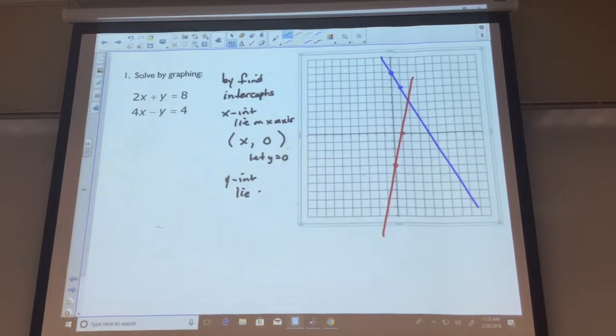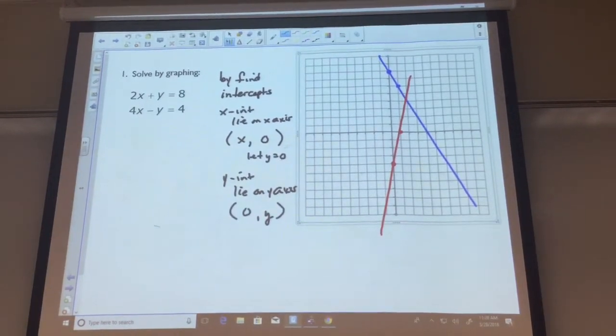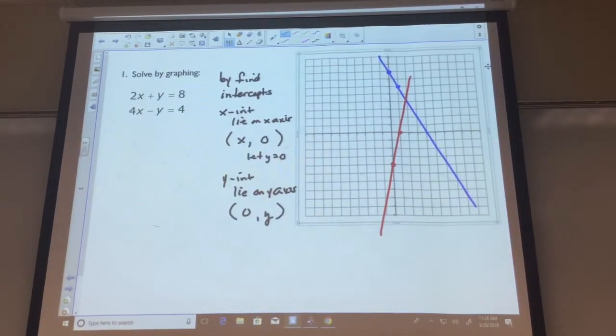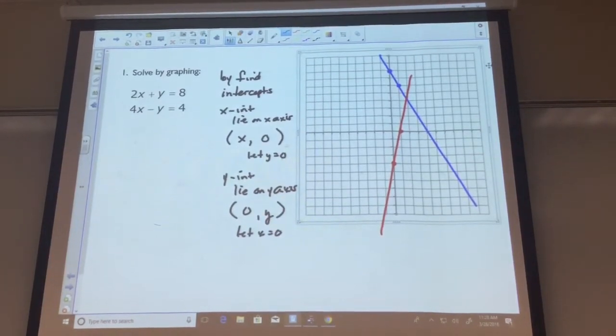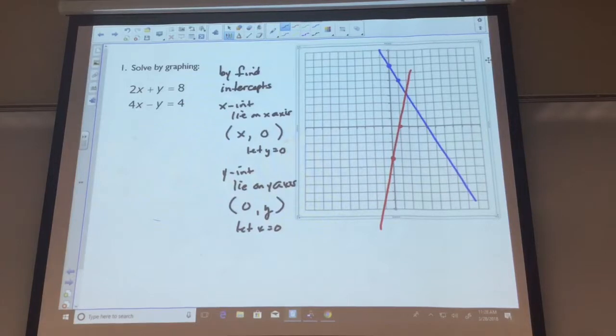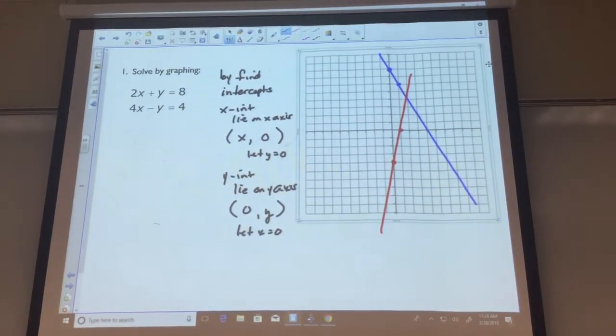Y-intercepts are points that lie on the y-axis. And if it's a y-intercept, then it has a y value, but x is equal to 0. So we're going to target finding the intercepts by letting either x equal 0 or y equal 0. And we can do that very efficiently and quickly.